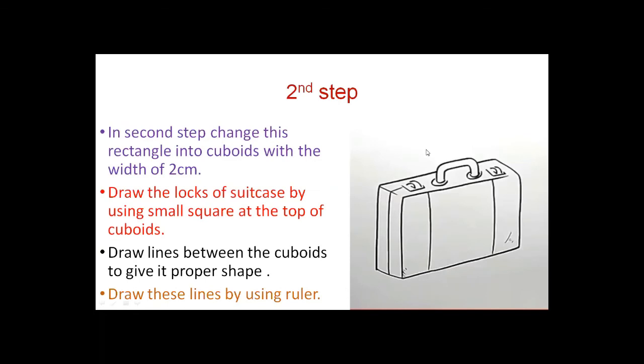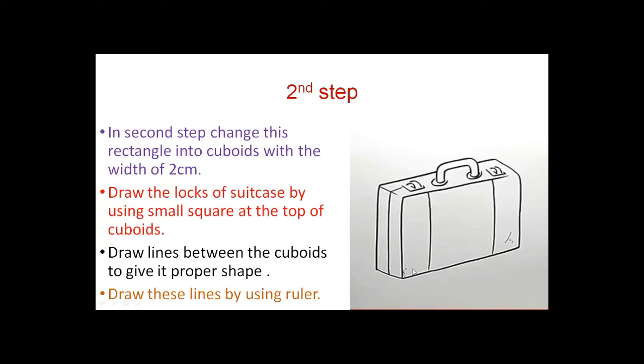Okay, I will explain again how we draw the second step. In the second step, you draw a rectangle like in the first step. Convert this rectangle into a cuboid. The width of the cuboid, the distance, is 2 centimeters. Draw a line between the cuboid to give it proper shape. Okay, we draw different types of lines to give the box its proper shape. Draw these lines using a ruler.